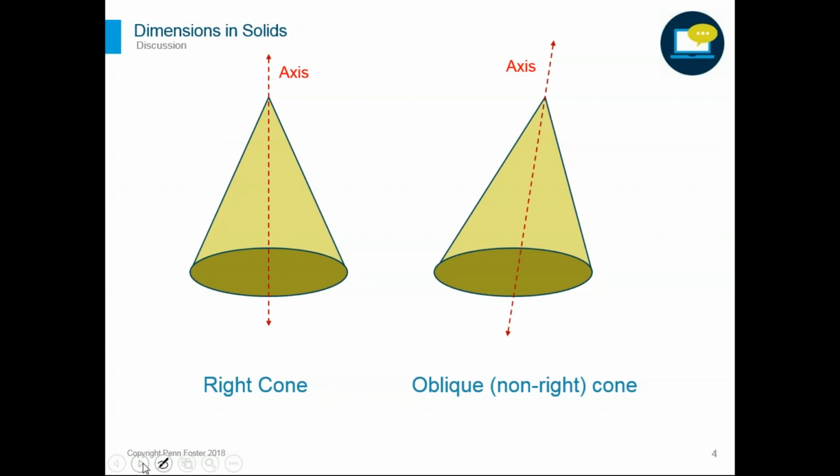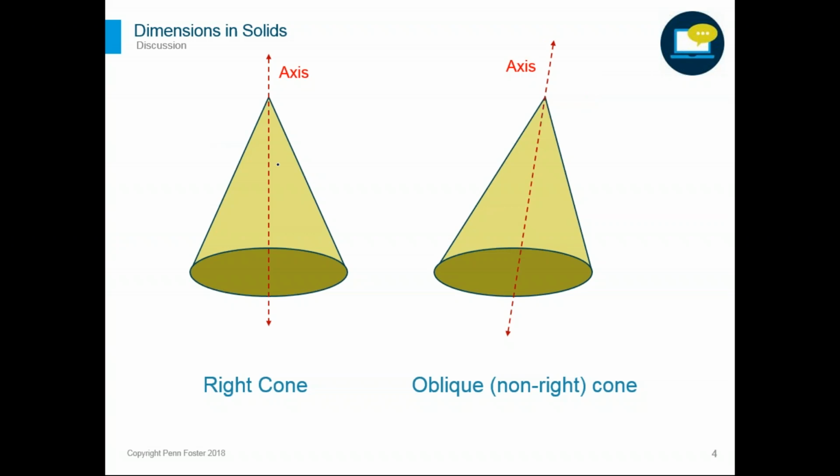These two cones are different because the first one on the left is a right cone. I'm going to explain why we call it a right cone in a minute. And the other one, you can see it's shifted towards the right a little bit. If you look at the vertex, it's not upright. It's shifted to the right here. So we call it an oblique or non-right cone.